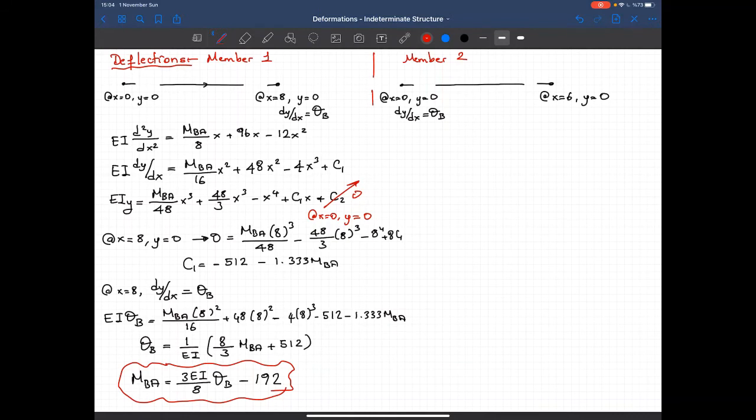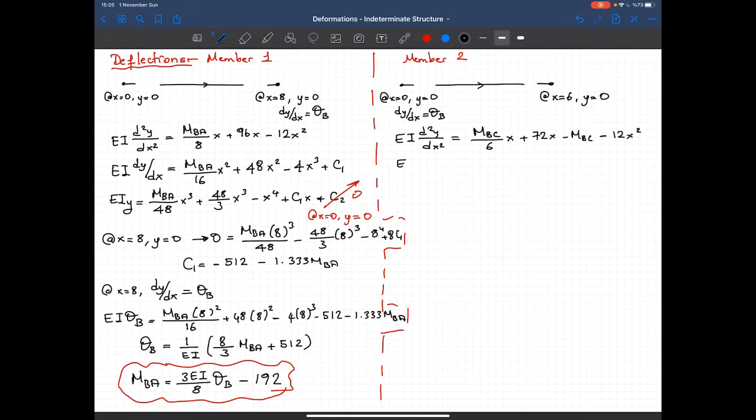Now I have to do the same thing for the second member. So let's do it. My differential equation is EI d squared y over dx squared is equal to M_BC divided by 6 x plus 72x minus M_BC minus 12x squared. So I'll do the same thing.